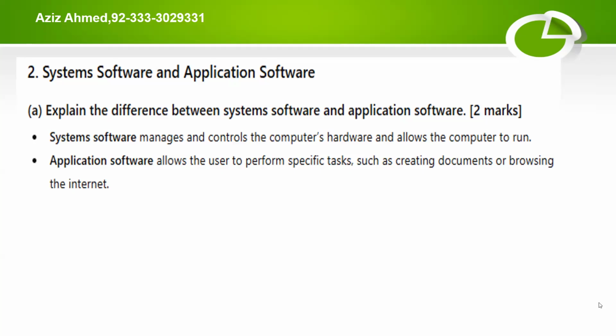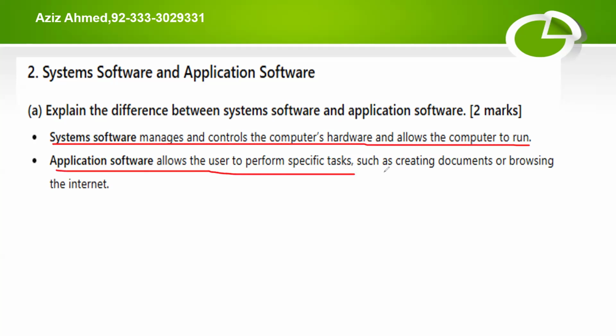System software is written to control and manage your computer hardware and provide a platform for other software to run, such as application software, which helps users solve problems and tasks. You can write it like that: system software manages and controls computer hardware and allows the user's computer to run. Application software allows the user to perform specific tasks such as creating a document. Okay, you are right.